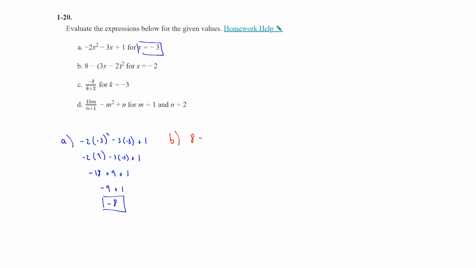B, we have 8 minus the quantity 3 times x. X in this case is negative 2. So 3 times negative 2 minus 2, and then that whole thing is squared. Once again, order of operations, we're going to work inside the parentheses. 3 times negative 2 is negative 6. I'm not trying to do too much here, just doing one step at a time. Negative 6 minus 2 is negative 8. We now can square the negative 8 to get positive 64, and then 8 minus 64 is negative 56.